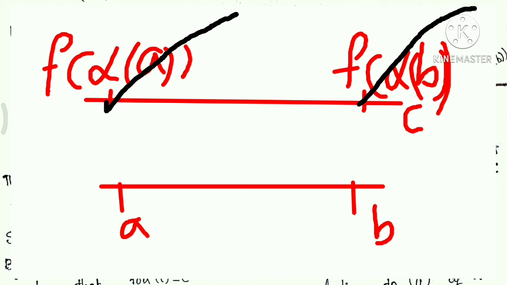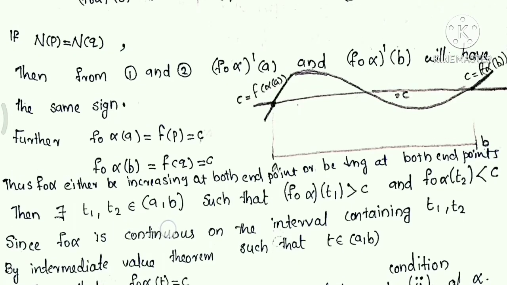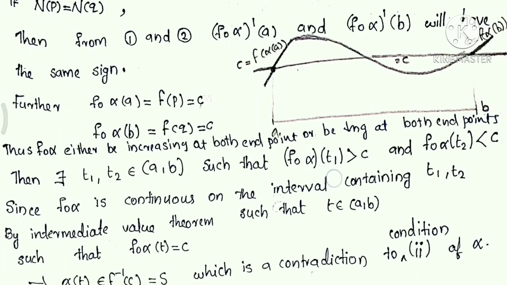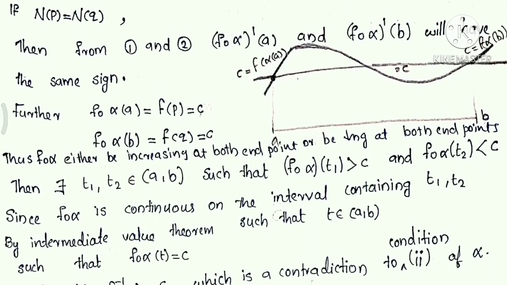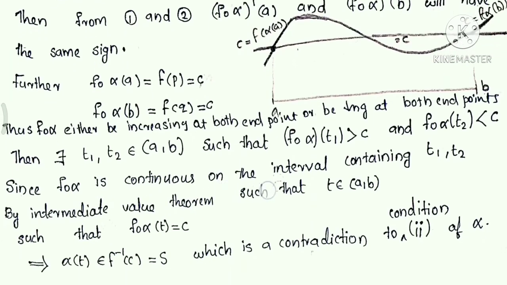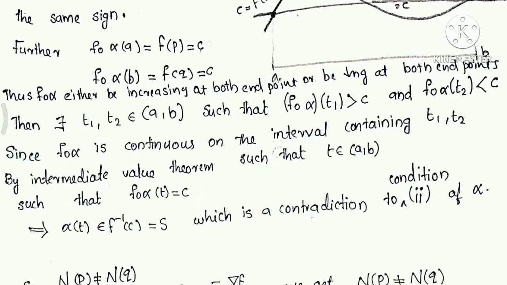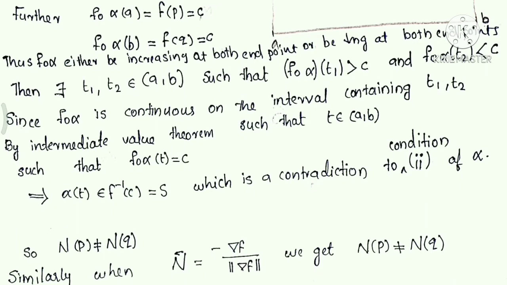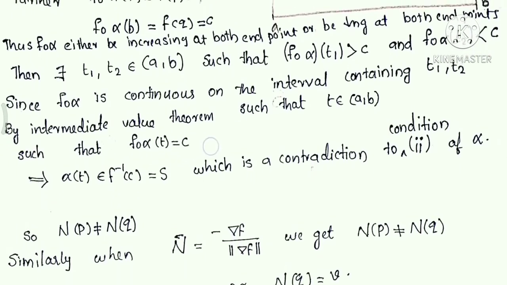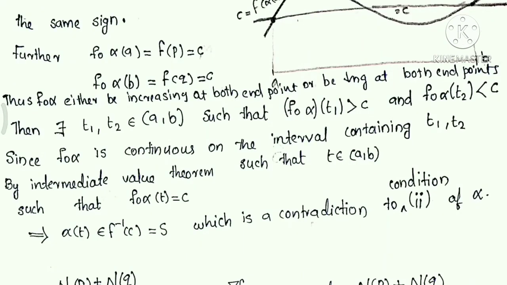f composition alpha is strictly increasing at both a and b. So we can find t1 and t2 in the open interval (a,b) such that f composition alpha of t1 is greater than c and f composition alpha of t2 is less than c. Since f composition alpha is a continuous function on the interval containing t1 and t2, by the intermediate value theorem there exists a t in (a,b) such that f composition alpha of t is equal to c. And we can say that there exists such a t even if the function f composition alpha is decreasing at a and b.